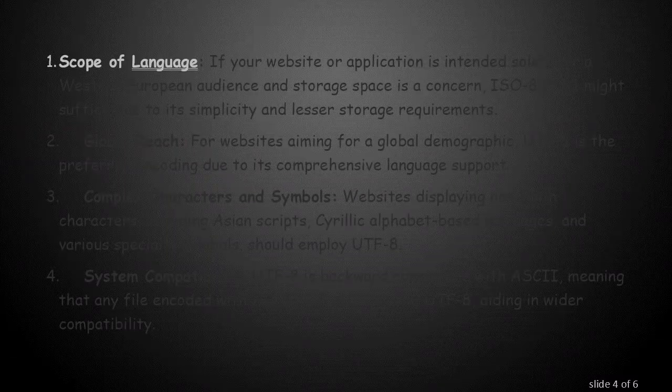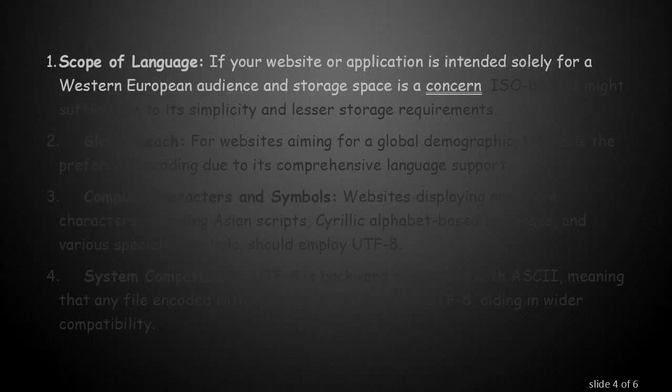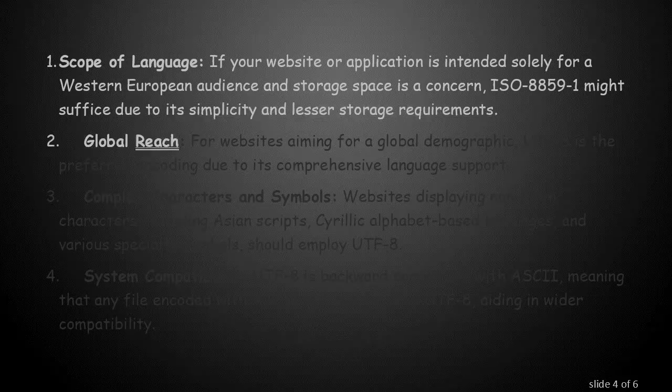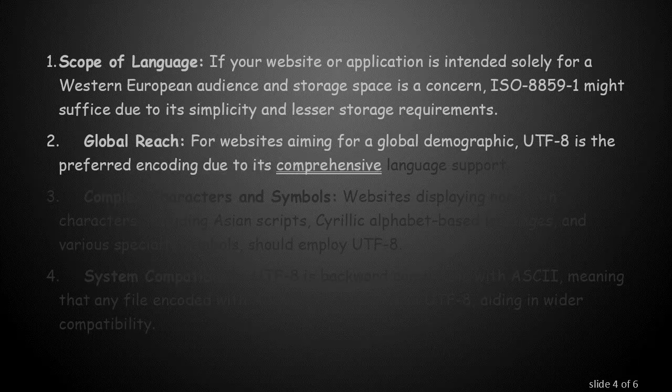Scope of language. If your website or application is intended solely for a Western European audience and storage space is a concern, ISO 8859-1 might suffice due to its simplicity and lesser storage requirements. Global reach. For websites aiming for a global demographic, UTF-8 is the preferred encoding due to its comprehensive language support.